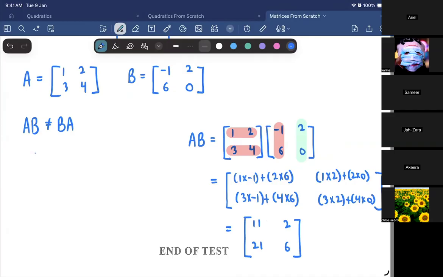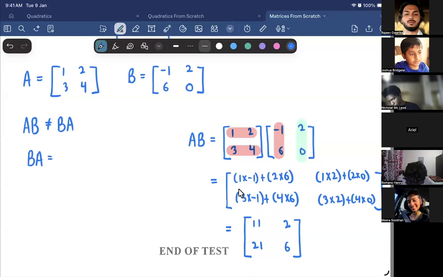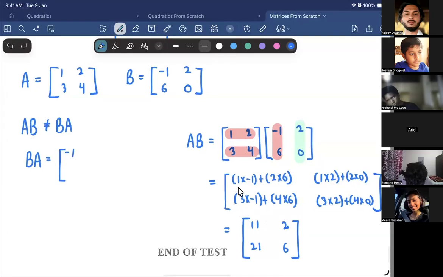Now, did anybody get through with B by A as yet? Still working, sir. All right. So is it 5, 8, 6, and 12? I don't know. Okay, I'll be honest. I'm going to do it quickly. So B is minus 1, 2. Actually, I'll let Christian help me with this one.